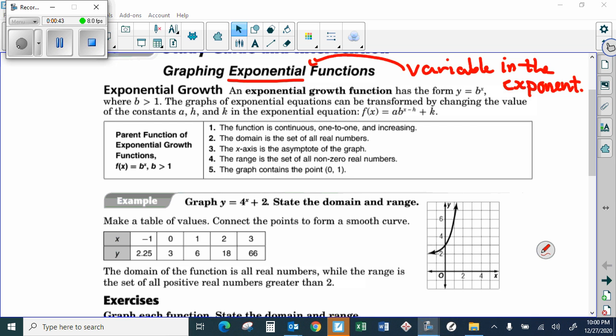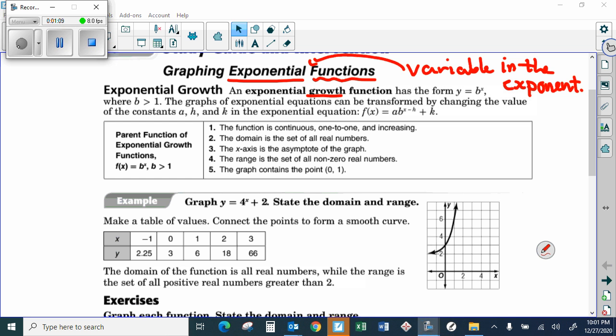Function, remember, the definition of a function is that it passes the vertical line test. So I draw any vertical line, and it's only going to cross one time. So that means if you try graphing something and you think it looks like this, you're wrong. That's not a function. It fails the vertical line test.